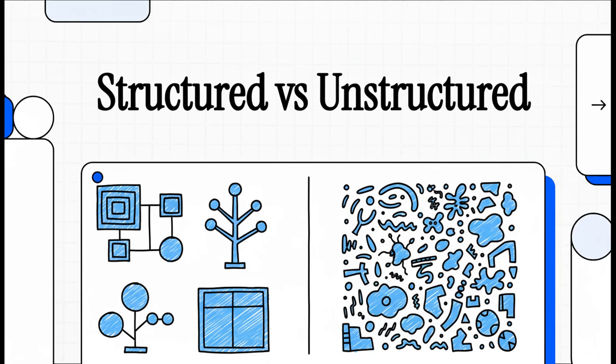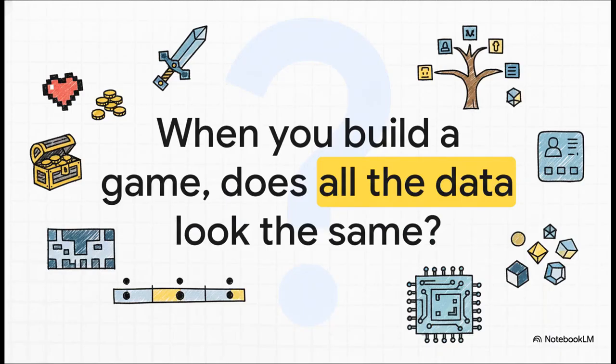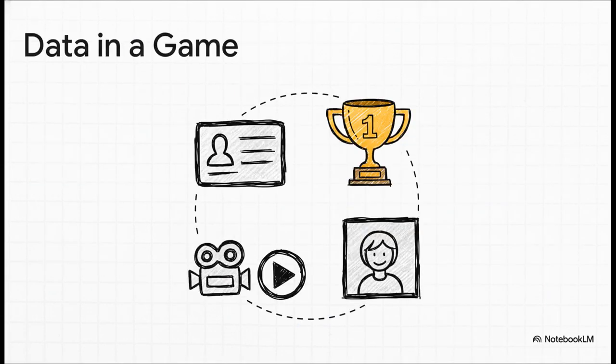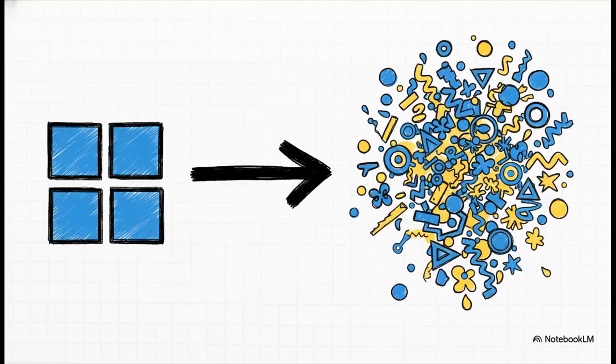Okay, let's dive into one of the first big questions you'll hit in system design. So imagine you're building a video game. You've got a ton of different info to store. Stuff like a player's profile, their match results, their avatar, even gameplay replays. But here's the thing, that data doesn't all look the same. It comes in very different shapes.